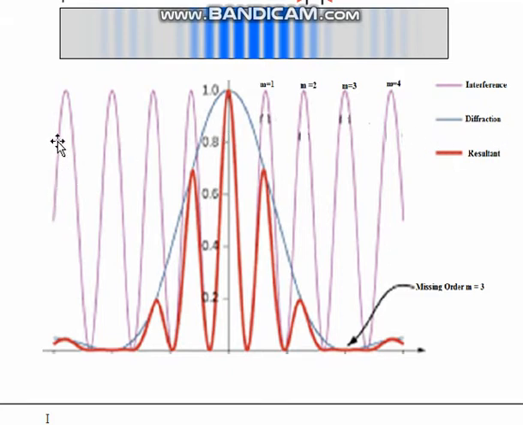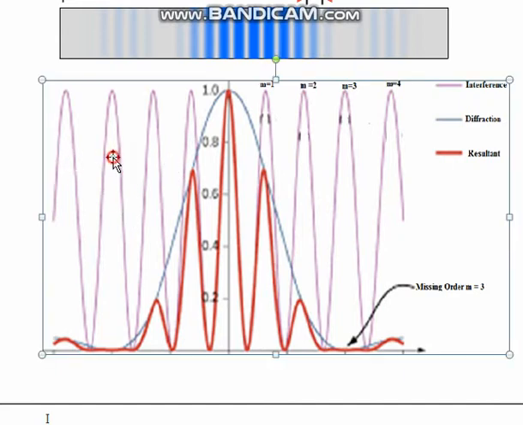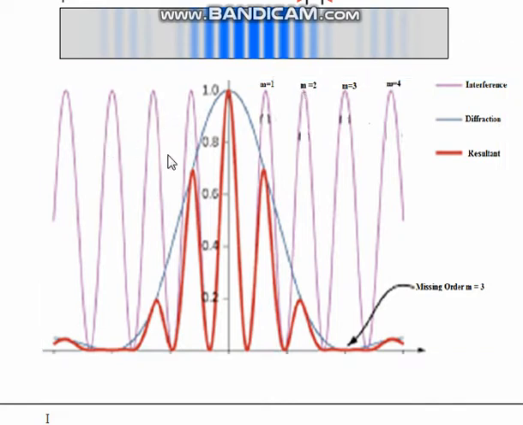Okay, so you can see the purple fringes here. This is the cos square alpha, and there are bright fringes and dark fringes. They are alternating in nature. This is the bright, this is the dark. So the purple fringes are the interference due to the 2 slits, like the double slit experiment.